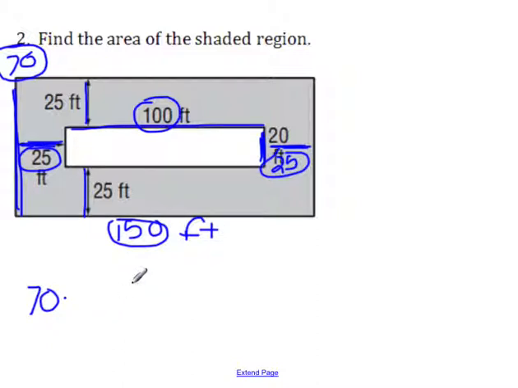And then we're going to subtract the area of the smaller rectangle, which is going to be 20 feet, which is the height here, times 100 feet. So that's going to be 20 times 100.